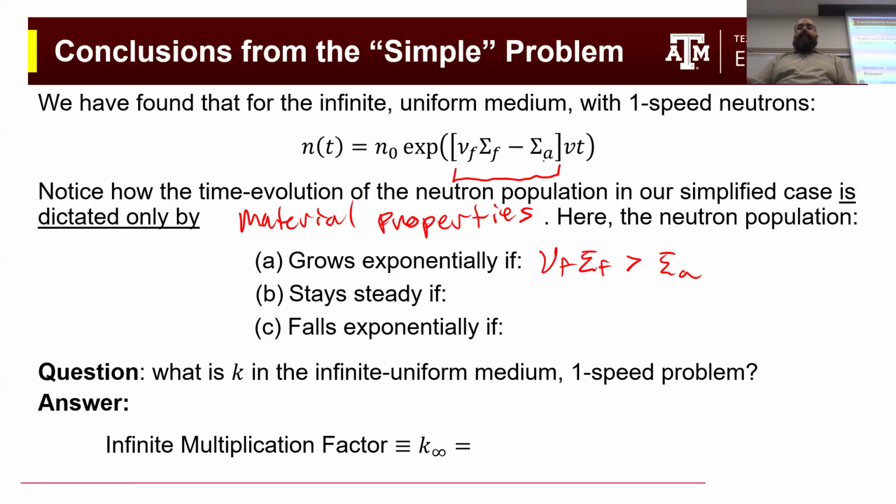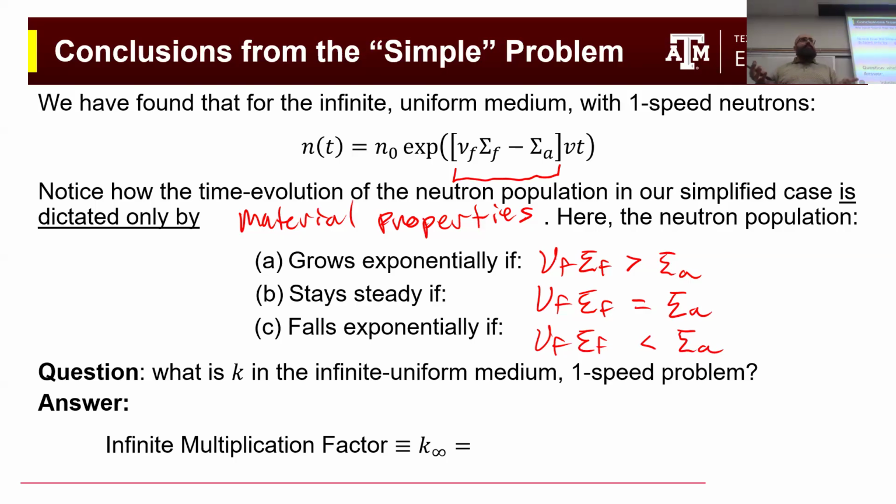For it to be steady, it means that we have e to the 0. E to the 0 wouldn't change with time because e to the 0 is 1. And it would be steady if nu f sigma f was exactly equal to sigma a. And then it would decrease exponentially if sigma a was greater than nu f sigma f. So if nu f sigma f is less than sigma a, then our population decreases exponentially.